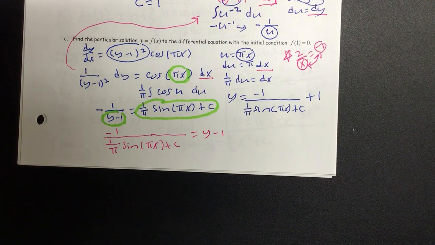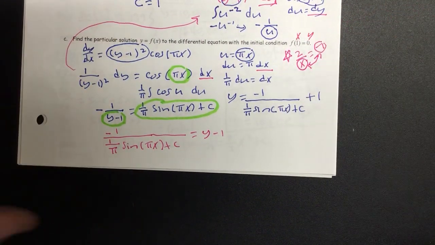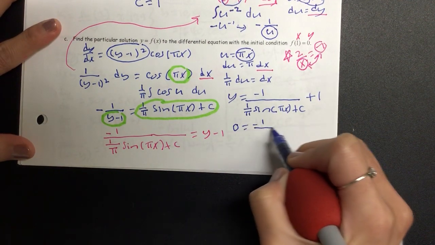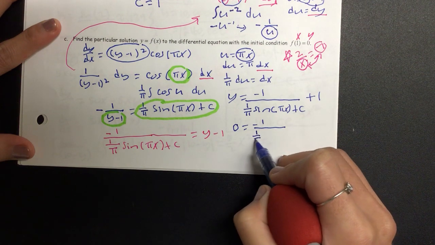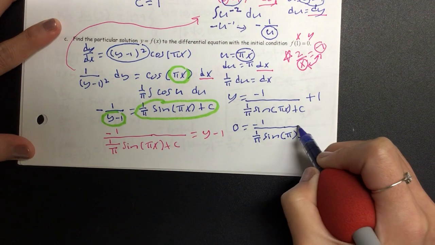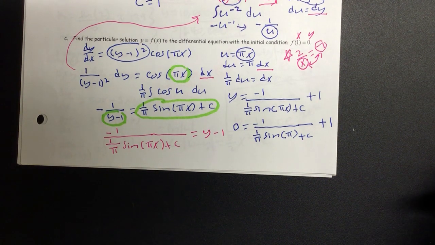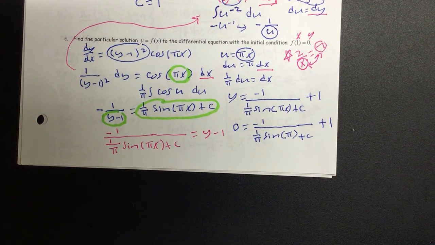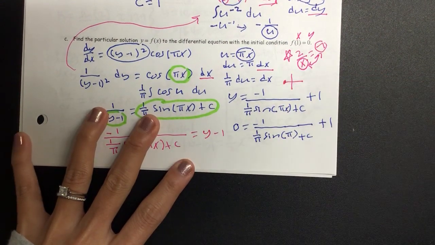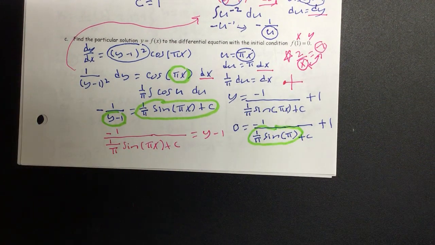And then what's our problem from here? C. So here's my x, here's my y. So we have y is equal to 0. Then let's plug in 1 for x. 1 over pi, sine of pi, plus c. And don't forget that plus 1 at the very end. Let's see what we know about sine pi. At pi, what is my sine value? 0, so all that is gone, which is kind of nice.